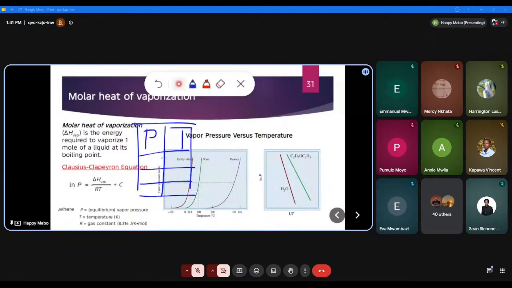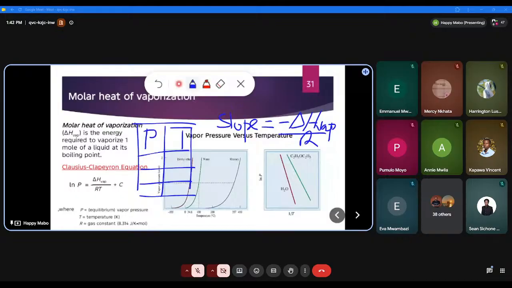Then we tell you, using your plot, find the molar heat of vaporization. I'll explain more on this. This is supposed to be found from this particular equation here. We see that the gradient, which is slope, is equal to negative change in enthalpy of vaporization divided by the universal gas constant, which is R.